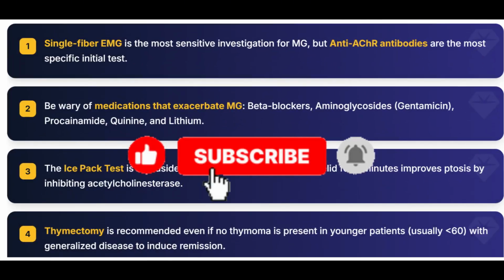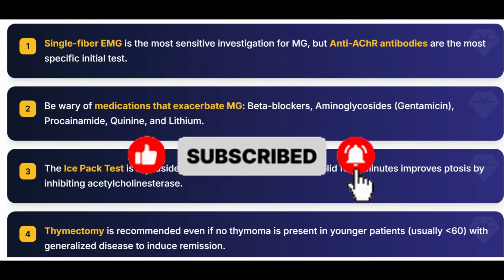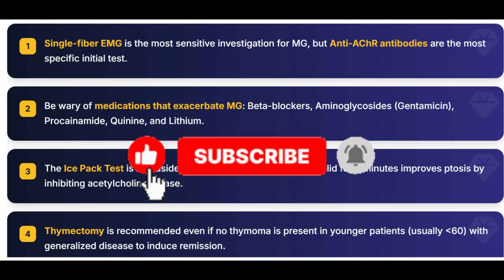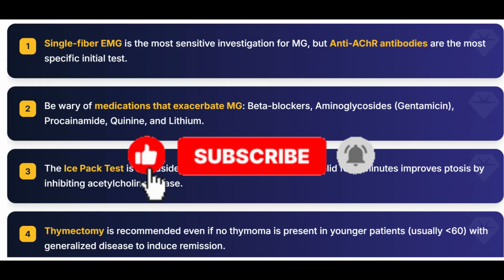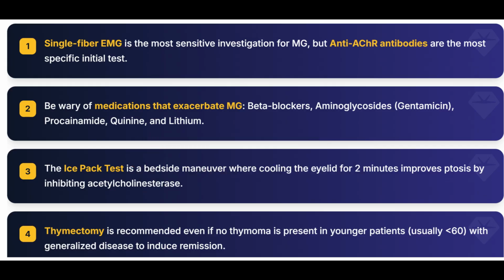Let's focus on the high-yield pearls for your MRCP. When investigating, remember, single-fiber EMG is the most sensitive tool, but anti-AChR antibodies are your most specific initial test. Be wary of exacerbating medications, specifically beta blockers, aminoglycosides like gentamicin, procainamide, quinine, and lithium.